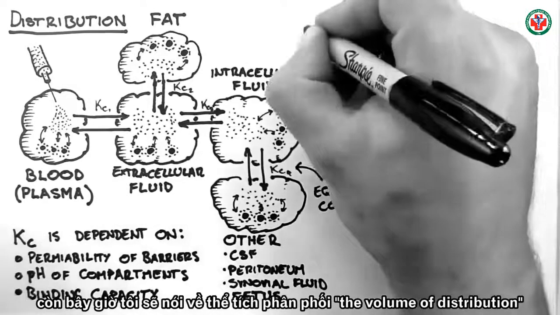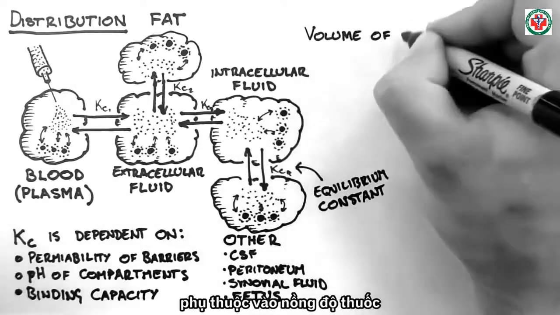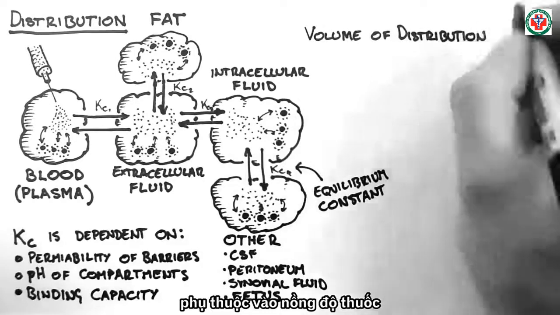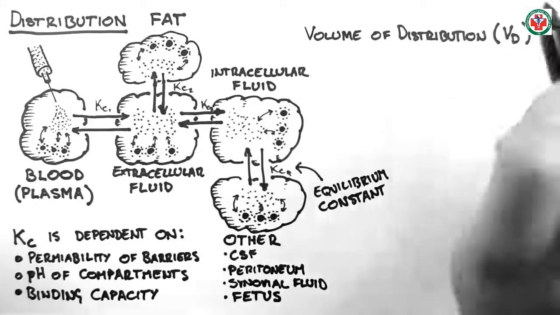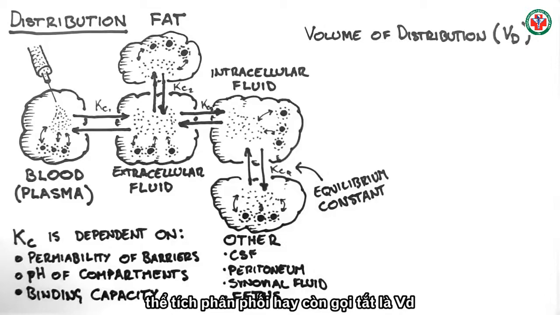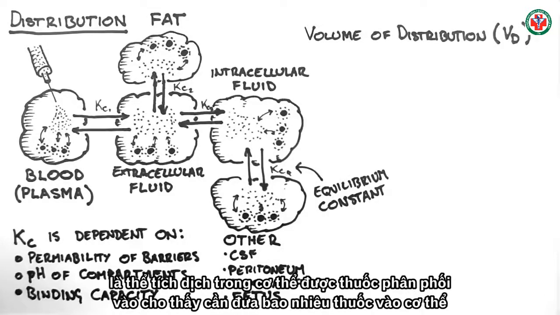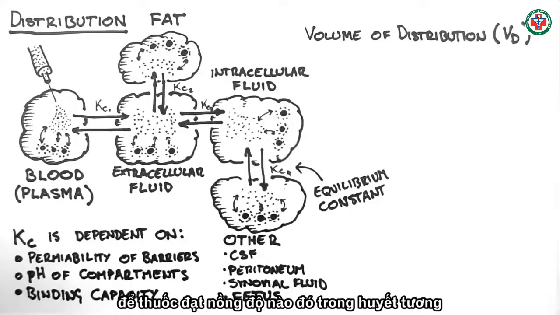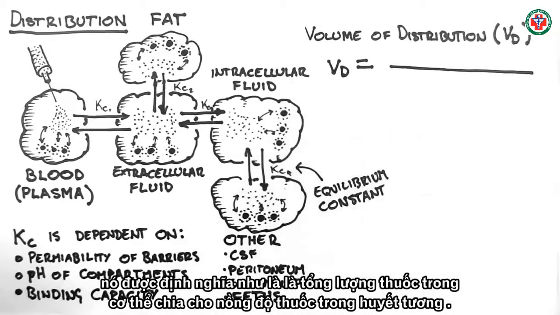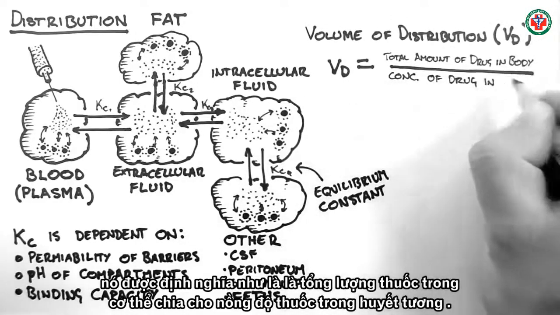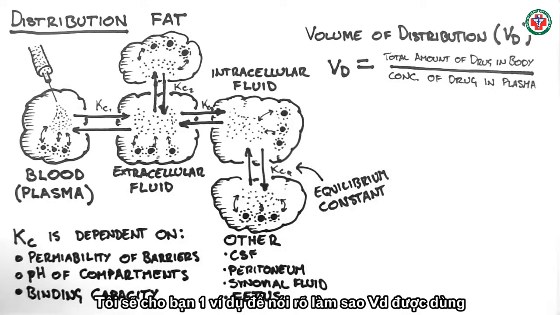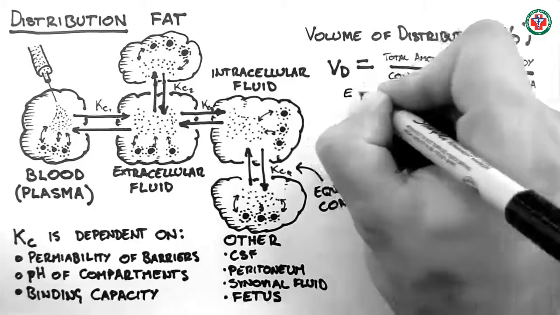Now I'm going to talk about the volume of distribution, which depending on the level of pharmacology you need to know, may or may not be important. The volume of distribution, denoted VD, is a property of the drug which shows how much drug needs to be within the body to get a certain concentration in the plasma. It is defined as the total amount of drug in the body divided by the concentration of drug in the plasma. I'll give you an example of how it might be used.